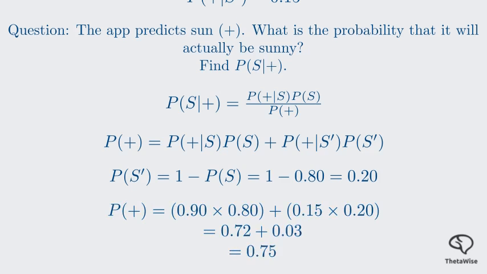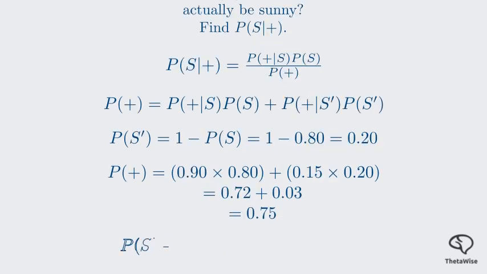Now we can finish up with Bayes' theorem. P of S given plus is 0.90 times 0.80 divided by 0.75, which is 0.72 divided by 0.75. That comes out to 0.96 or 96%. This makes sense. Your initial belief in sun was 80%. The app predicting sun bumped that belief up to 96%. In this case, since the prior was so high, the app's prediction, even with its flaws, made you almost certain. It shows how the prior probability can sometimes dominate the evidence.